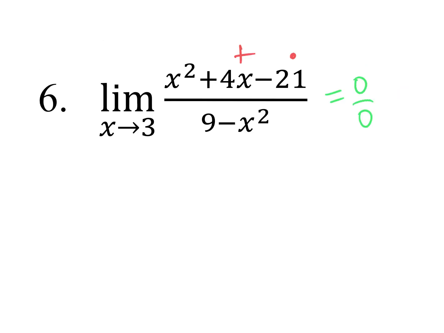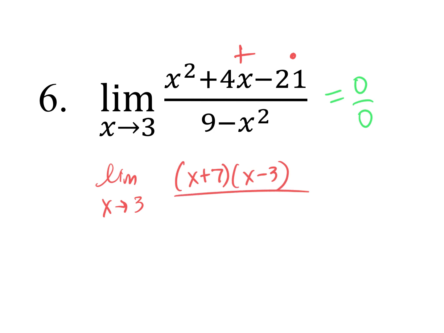Multiplies to be negative 21, adds to be 4. What did you all get for that? x plus 7, x minus 3. I agree. How do you do difference of squares on the bottom? Be careful because I switched the order on you. Yeah. 3 has to go first. 3 minus x, 3 plus x.